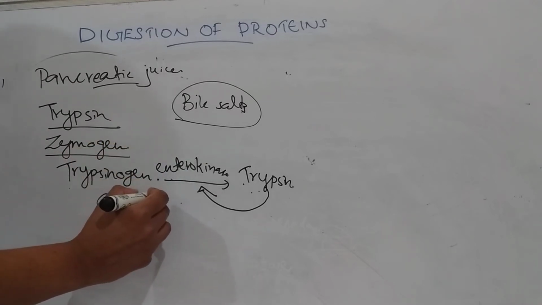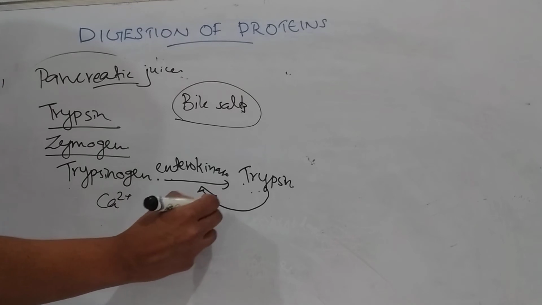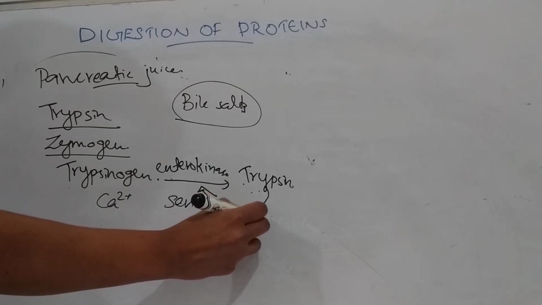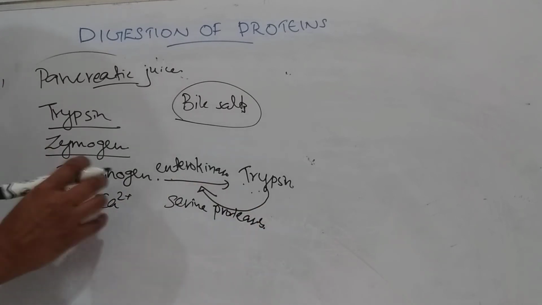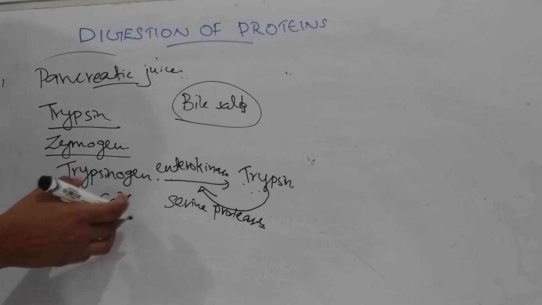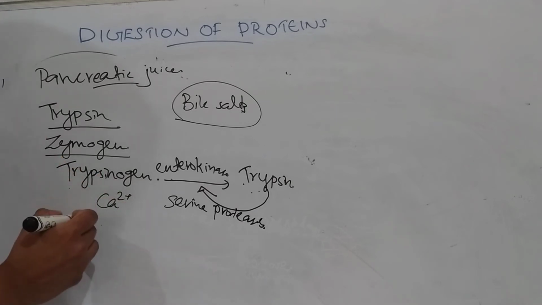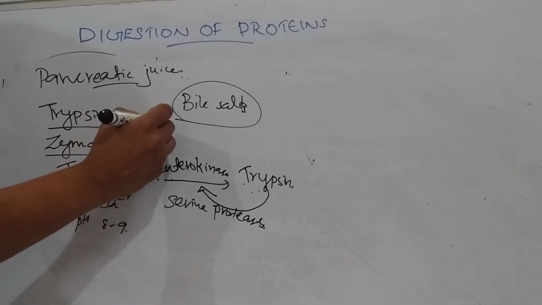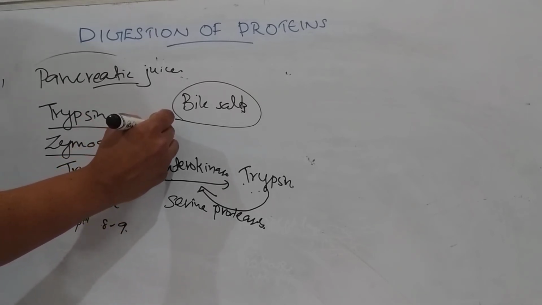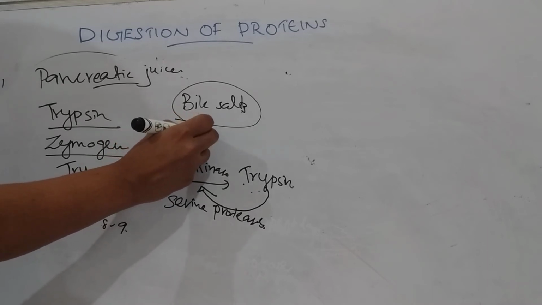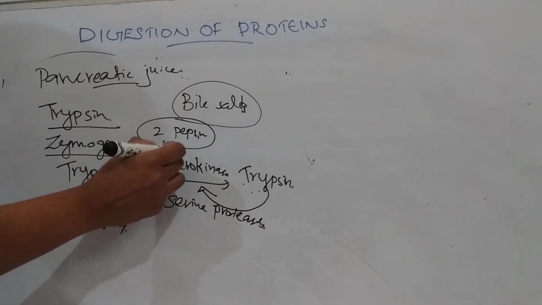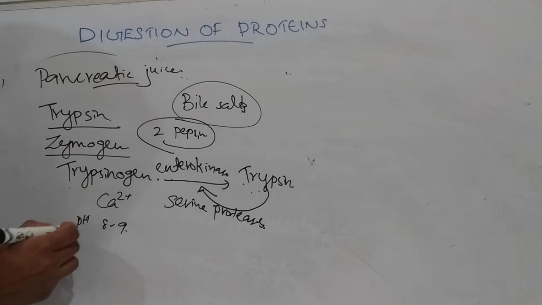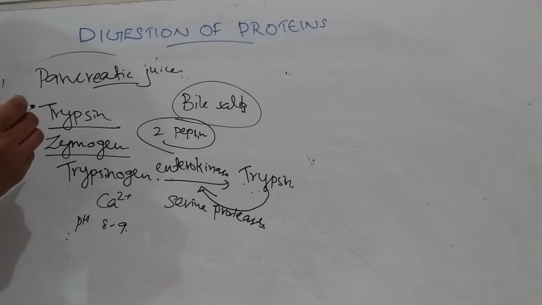This trypsin belongs to the family of serine proteases. And this trypsin acts in an alkaline medium. The pH is around 8 to 9. In the case of pepsin, the pH is around 2, a highly acidic medium. And in the case of trypsin, it is a highly alkaline medium, that is, pH is around 8 to 9.